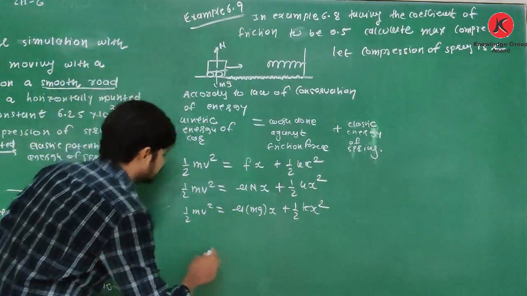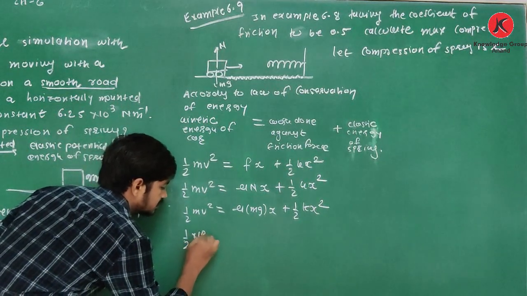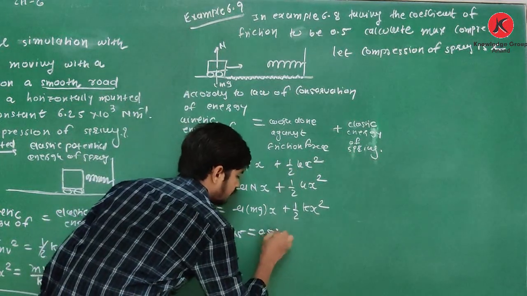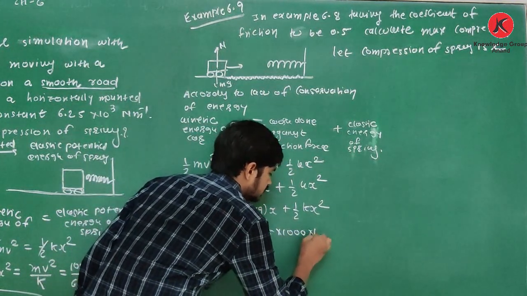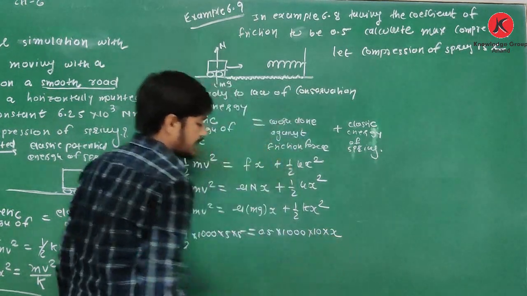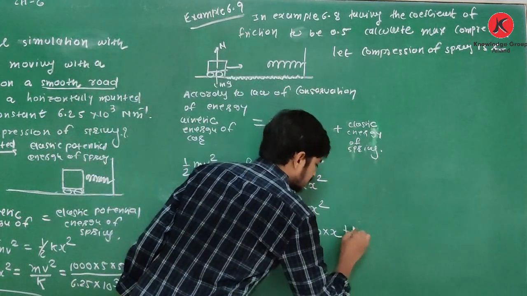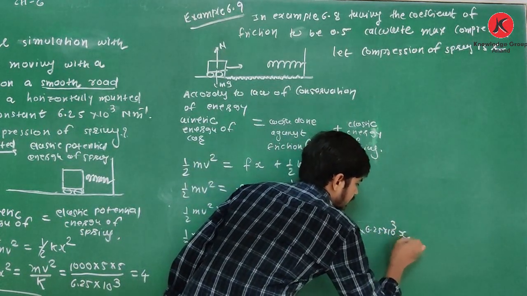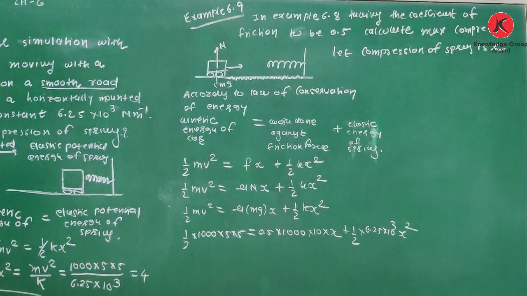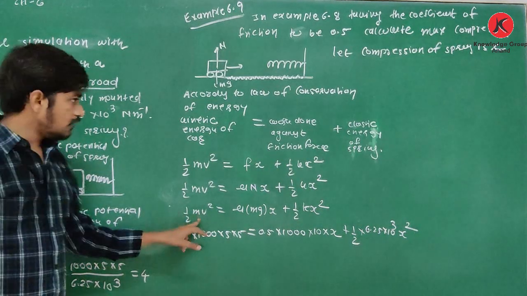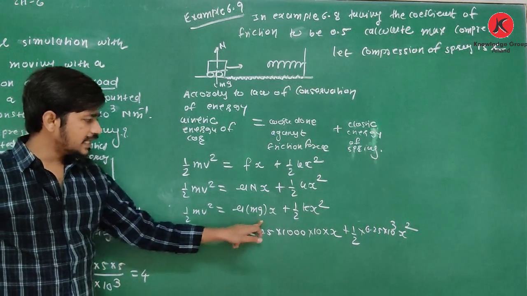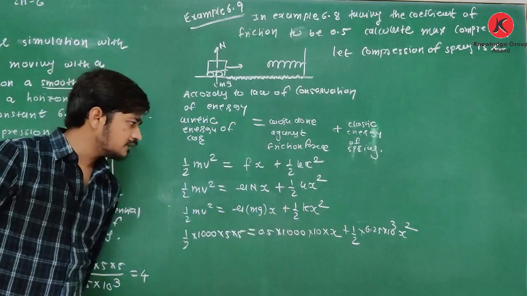So now we will put in the values. See, half m means 1000, v means 5 into 5, is equal to mu 0.5, N means 1000 into g means 10, into x, which we have to find, plus half k, which is 6.25 into 10 raised to 3, into x square. Clear about this? How to write this equation: half mv square is equal to mu N g x plus half kx square.